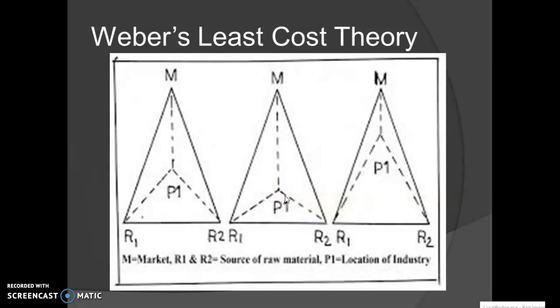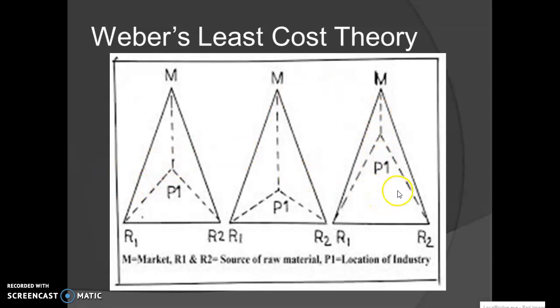If I have a weight reducing industry, I'm going to save on transportation costs by moving my plant towards the raw materials. Because it's going to be cheaper to take a lighter product and move it up here to the market. So everything being equal, weight gaining, weight reducing.